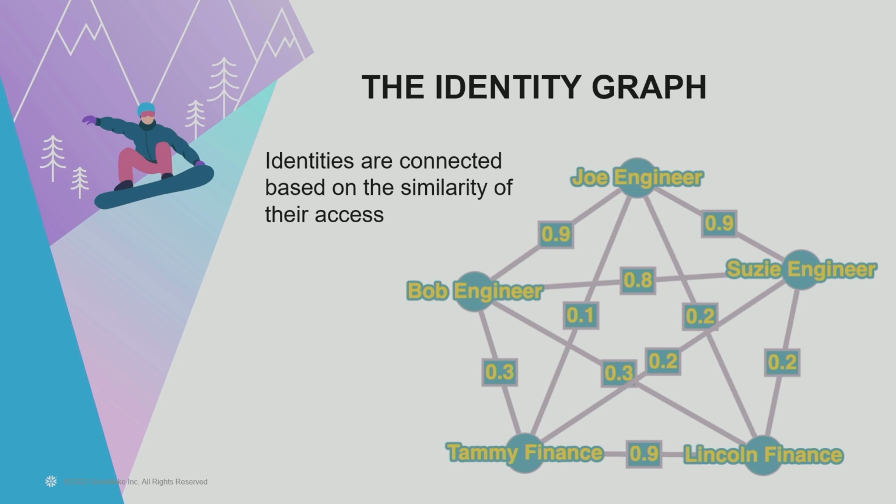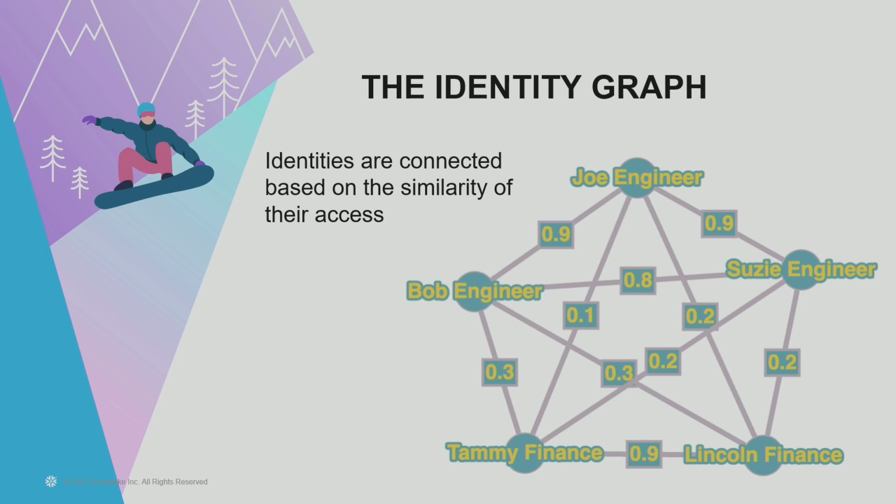Bob, Joe, Susie, they've all got pretty strong connections between them. They're all engineers. They need GitHub. They can access the same repositories. They have the same Snowflake roles. They're similar, right? But Tammy and Joe are not really similar, right? Tammy does not need to be getting into GitHub. There's intellectual property in there. She shouldn't be able to get in there.